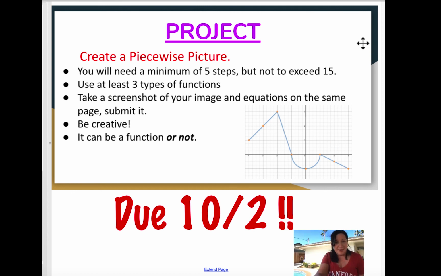Okay? Have a great rest of the day. That's all I have for you. The project actually is due October 2nd. So put that on your calendar and make sure that you are leaving time for that.